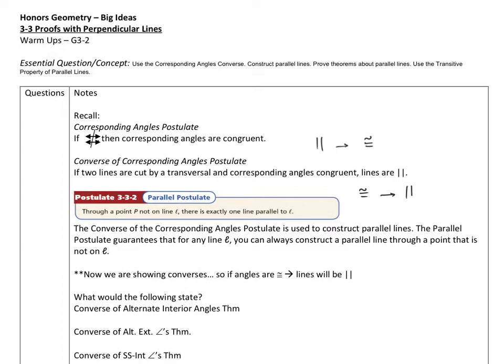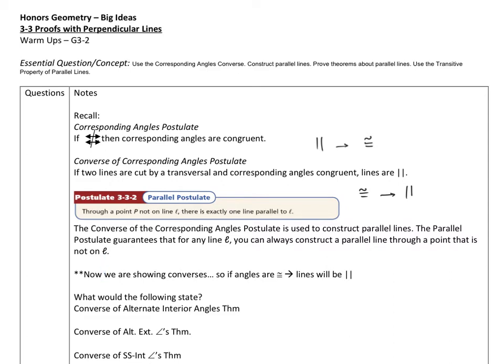So this is the parallel postulate, which we talked about, and I'll just say it again. Through a point P not on line L, there's exactly one line parallel to it, and we've talked about this in the previous section. And the converse of the corresponding angles postulate, this is what we use to construct parallel lines. So this is how we make parallel lines, because we're going to make corresponding angles that are congruent. And we'll talk about this in a little bit. The parallel postulate guarantees that for any line L, you will always construct a parallel line through a point that is not on L.